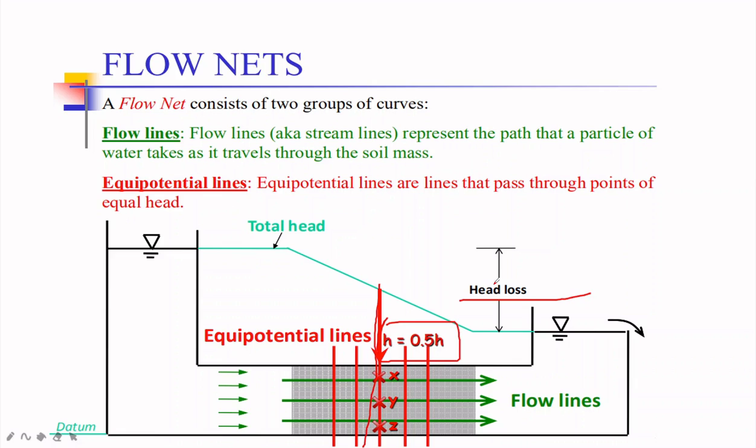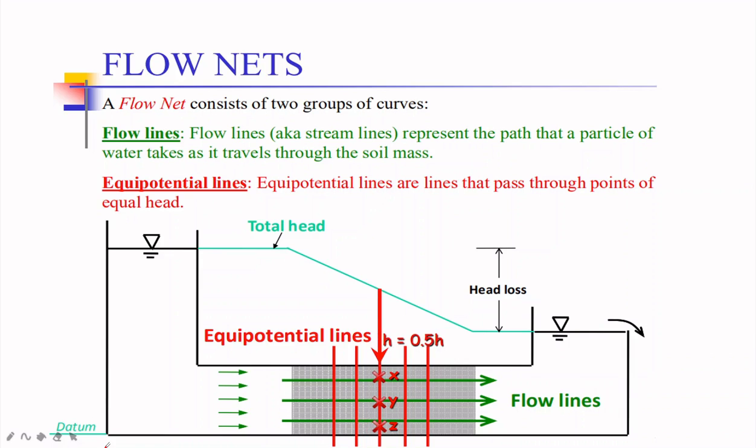As I already told you in the last slide, these equipotential lines and the streamlines are perpendicular to each other. Whenever water moves inside the soil and these flow lines are parallel to each other, the equipotential lines will be perpendicular to them. Okay, it will be perpendicular to it. So this is about the flow net.